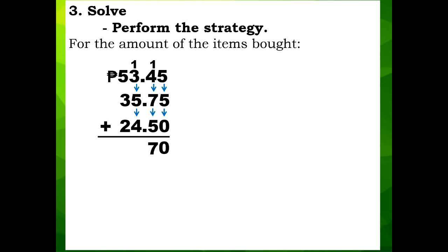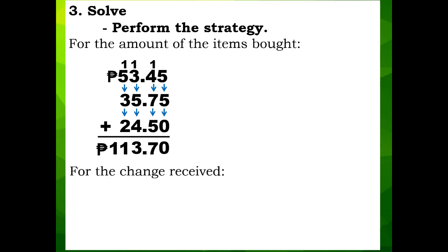Now, add 3, 5, 4, and 1. The answer is 13. Write down 3, then carry 1 on the next column. Lastly, add 5, 3, 2, and 1. The answer is 11. Write down 11. Then write the decimal point in the sum directly below the decimal points in the addends. Don't forget the peso sign. Therefore, the sum is 113 pesos and 70 centavos.